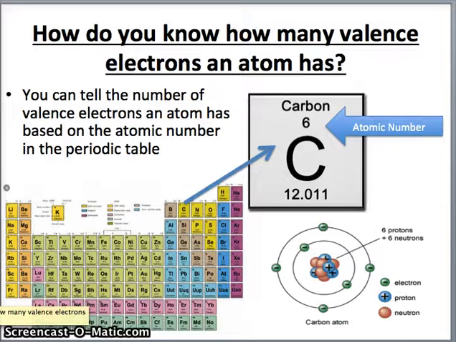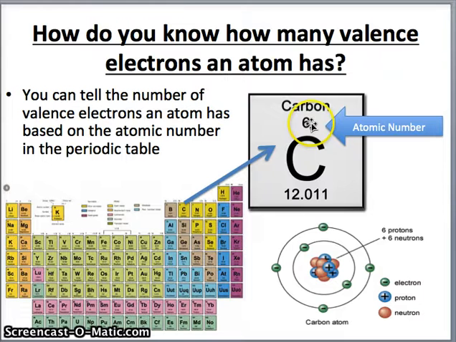So I gave you an example with water, but you can actually see how many valence electrons an atom has by looking at the periodic table. So here's the periodic table. You know that in every periodic table we have a chemical symbol, the actual element the symbol represents, as well as the atomic number and the atomic mass. So this atomic number becomes really important because this atomic number is the number of protons and electrons in that atom. So in carbon, we have 6 protons and 6 neutrons and 6 electrons, right?